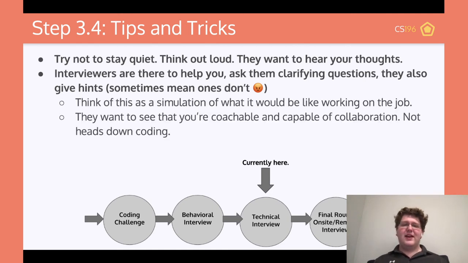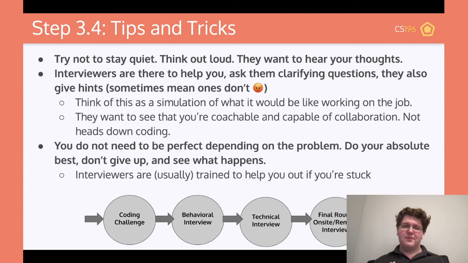So think of this as a simulation of what it would be like working on the job, right? They want to see that you're coachable, going back to before with behavioral interviews, and capable of collaboration, right? Nobody wants to work with someone who's just going to sit there and type on a screen all day. What you want to be doing at a software engineering job is collaborating with others and making sure that everyone's on board and understanding your code as well as able to read it. So making sure that you're going through your thought process as you go is very important.